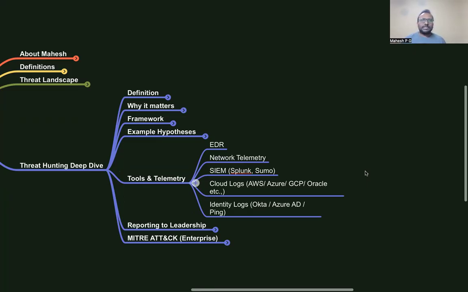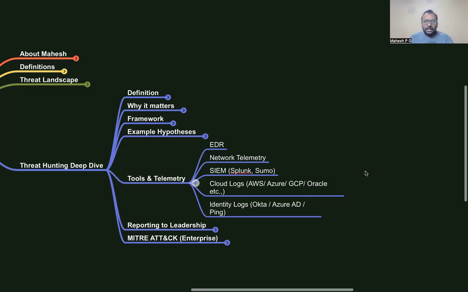Most of the cases, the logs are sent to the SIEM solutions. We can do the hunting from the SIEM search base itself. Network telemetry is what is happening at the routers, switches, and whatever network related tools are available. We can take that and understand the network related threats. SIEM is one of the major tools we can use to do threat hunting.